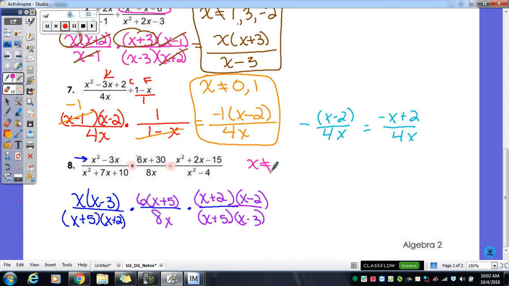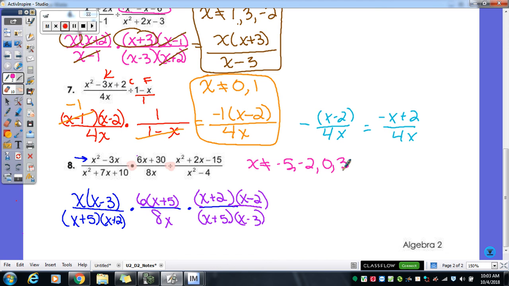All right, let's do our restrictions. We'll go through each fraction one at a time. So the first one, what are the two numbers we get from the bottom? -5, -2. Second one would be 0. -5, positive 3. I already have -5 there, so I don't have to write it again. So I'll just write the 3.